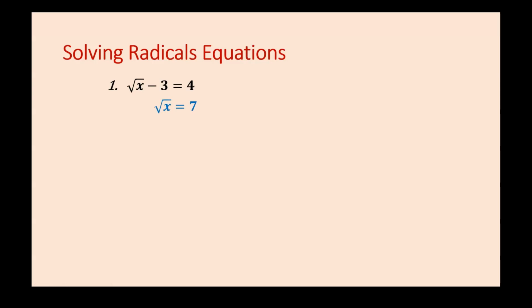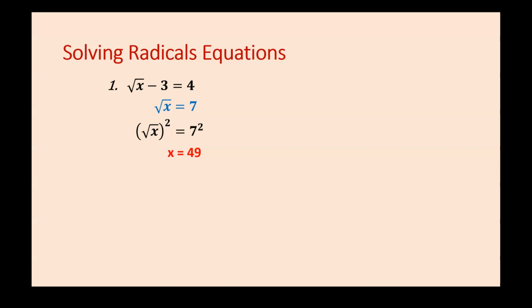So when we add 3 to both sides, we're left with the square root of x equal to 7. Now that we have the radical by itself, the second rule is to undo the radical. So we talked about before, the inverse operation of square rooting is squaring. So we're going to square both sides. The square and the square root will cancel each other out, leaving us with just x. So we get x is equal to 49.